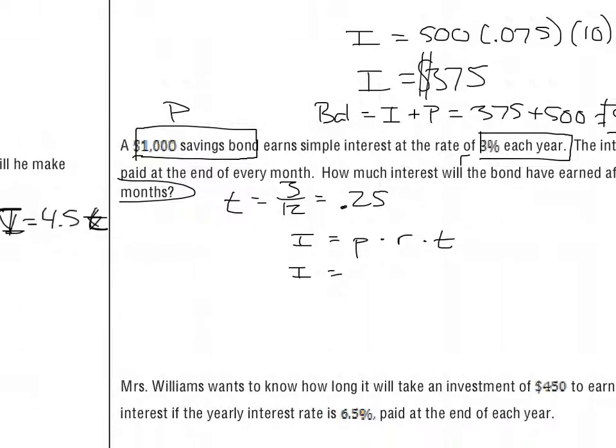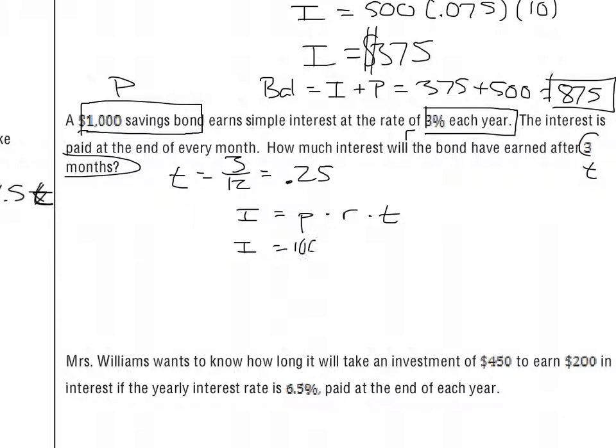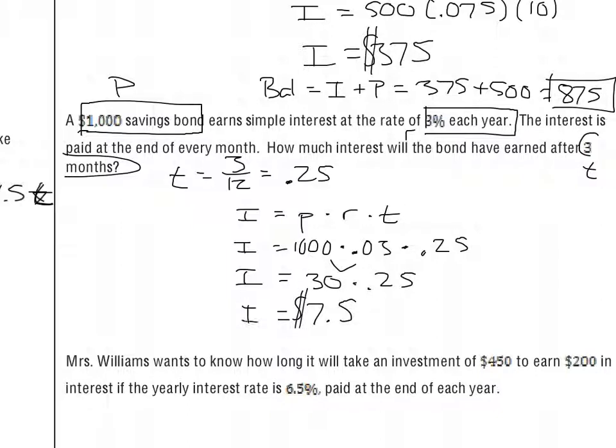All right, so our principal was 1,000 times our rate 0.03 times our time 0.25. When I calculate this out, this is going to give me 30 times 0.25, which is going to give me $7.5. So in 3 months' time, I will have earned $7.5. How much interest? That's the question there, it asked me for the interest.